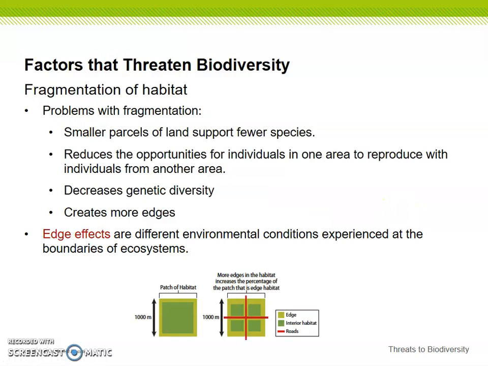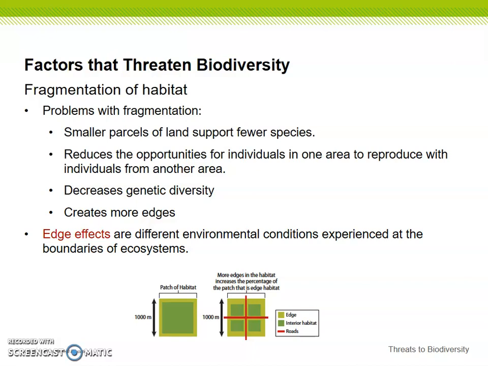Fragmentation of habitat. Problems with fragmentation. Smaller parcels of land support fewer species. It reduces the opportunity for individuals in one area to reproduce with others from another because they can't get to each other. And because they can't get to each other, that decreases the genetic diversity, because you're not having the random shuffling of traits. We're going to talk about that more later this year when we get to genetics, but we're not getting the mixture of different DNA in offspring.